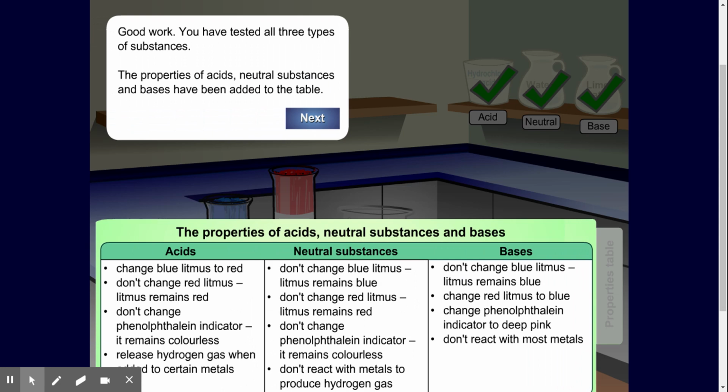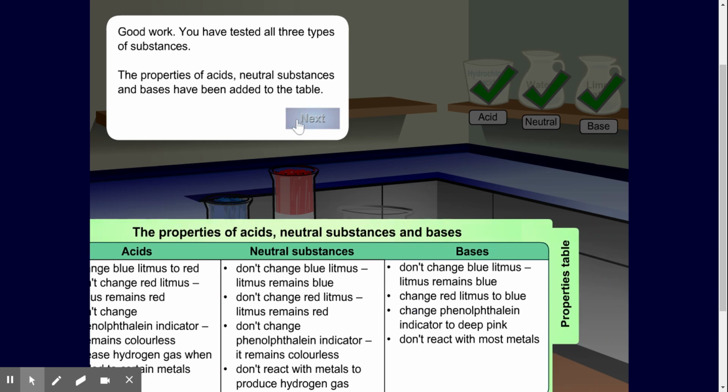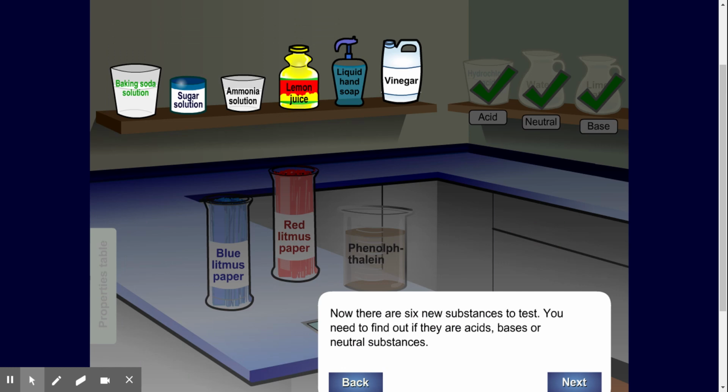All right, so now we've tested all three types of substances. The properties of acids, neutral substances, and bases have been added to the table. You want to make sure you have written these down on your table in your lab handout. Now there are 6 substances for you to test. You're going to find out if they are acids, bases, or neutral substances.